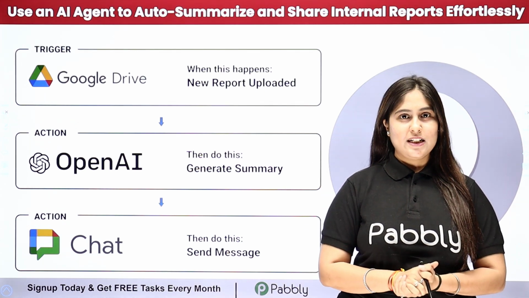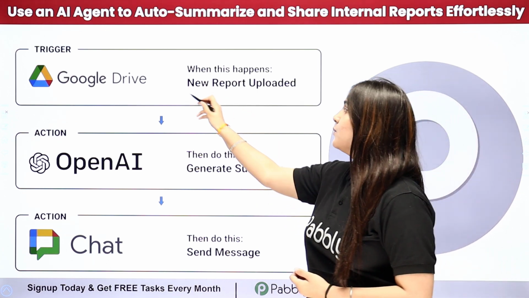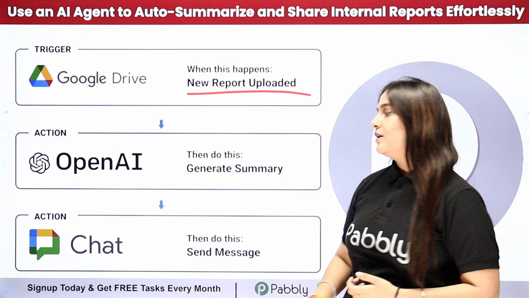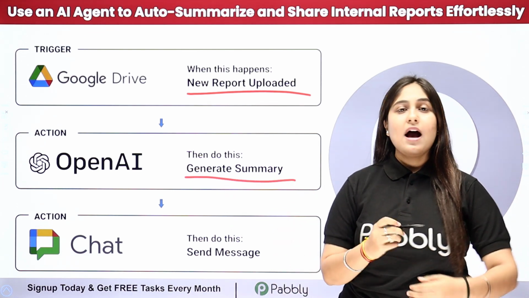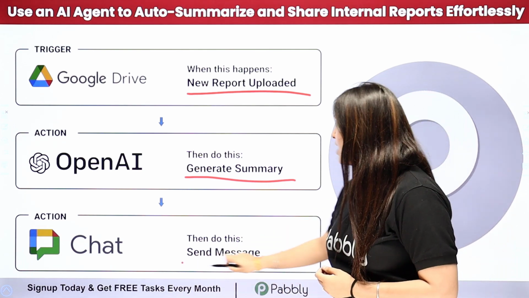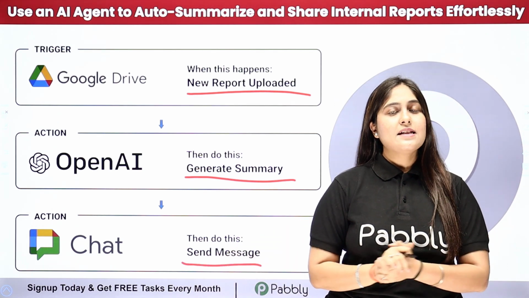So now here my objective is that whenever a new file is uploaded in my Google Drive, then automatically that file should be shared with OpenAI, and OpenAI should generate the summary for the same, and after generating the summary, automatically that summary should be posted in my Google Chat space so that I can go through the summary easily.